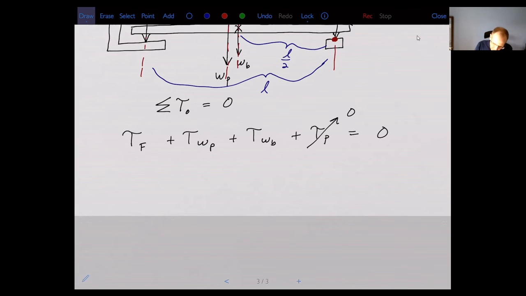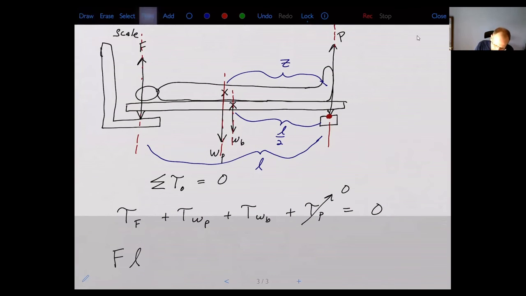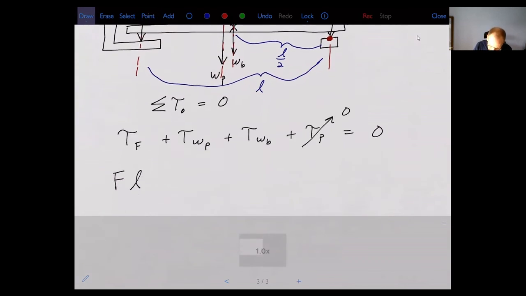Okay, what about the other ones? So torque due to F. Well, it's going to be the force F times the moment arm, which is L. And notice here that if this is the only force acting, how would it rotate the board and the person? It'd rotate clockwise about the rotation point. So that means this has to be negative.